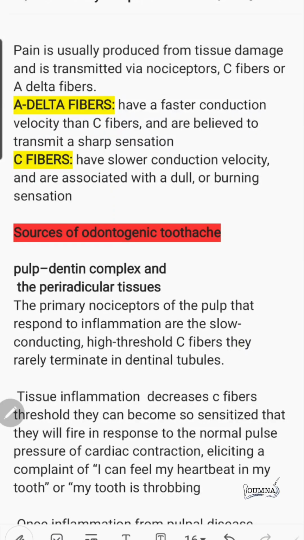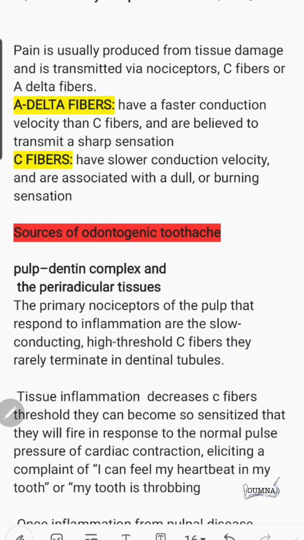Pain is usually produced from tissue damage and is transmitted via nociceptors, C fibers, or A delta fibers. What are the A delta fibers? They have a faster conduction velocity than C fibers and are believed to transmit sharp sensation. C fibers have slower conduction velocity and are associated with a dull or burning sensation.